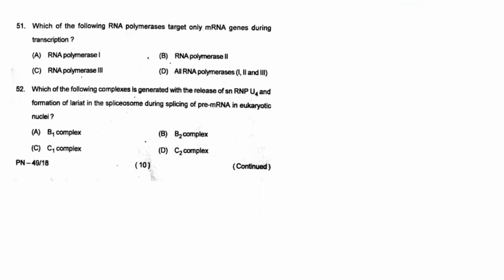Question number 51. Which of the following RNA polymerases targets only mRNA genes during transcription? mRNA genes, remember the code word RMT 1, 2, 3. That is, rRNA is transcribed by RNA polymerase 1, mRNA by RNA polymerase 2, tRNA by RNA polymerase 3. So, according to this code, for mRNA our answer will be option number B, that is RNA polymerase 2. Next, moving on to next question.